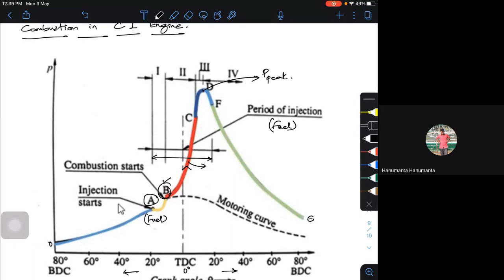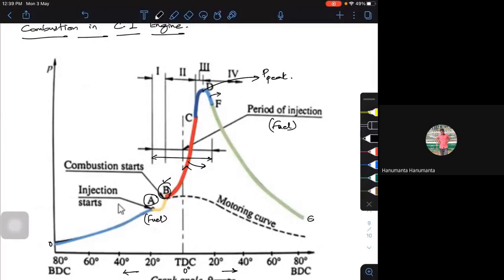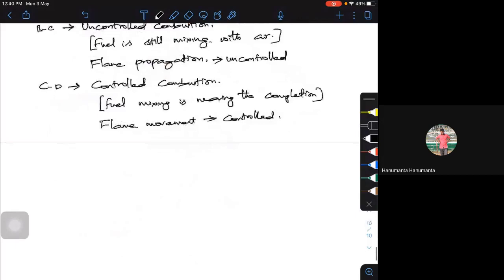Now from D to F, maybe we can call it stabilization: the flame is getting stabilized and expanding. So D to F is flame stabilization with expansion, and F to G or whatever is there is your after burning or expansion.